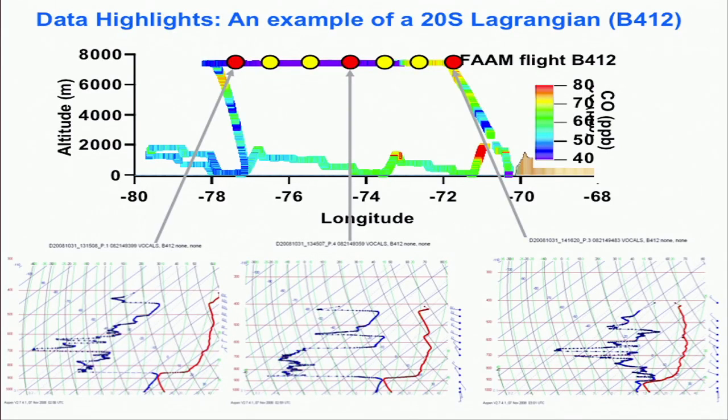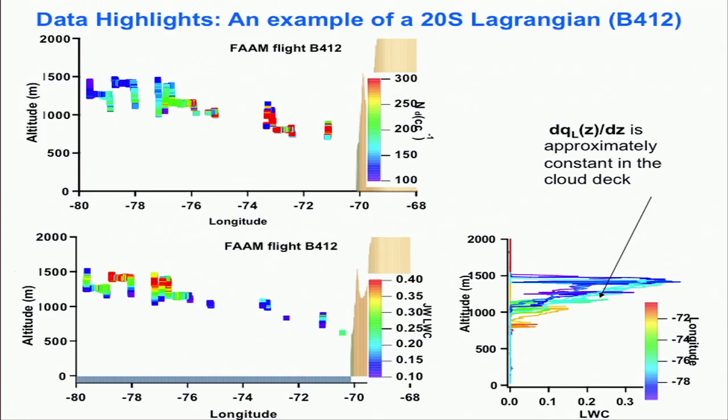So let's look at some cloud physics measurements. I'm not going to show all of them. The top graph shows the droplet number concentration measured by the aircraft as it went up and down through clouds within the marine boundary layer between about 800 or 900 meters up to 1.5 kilometers.